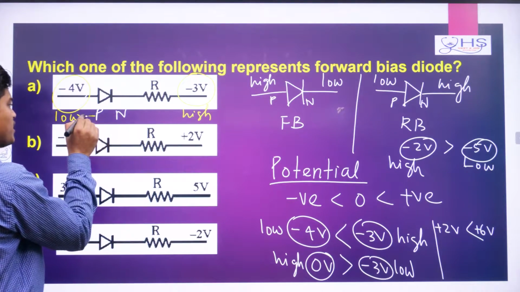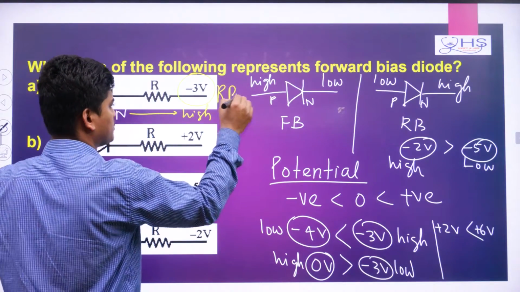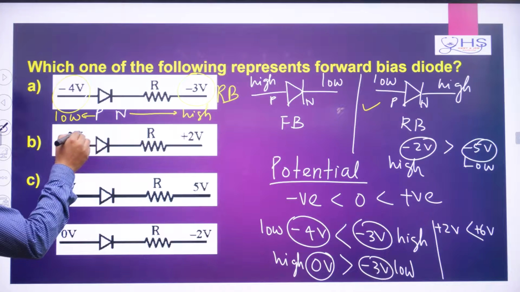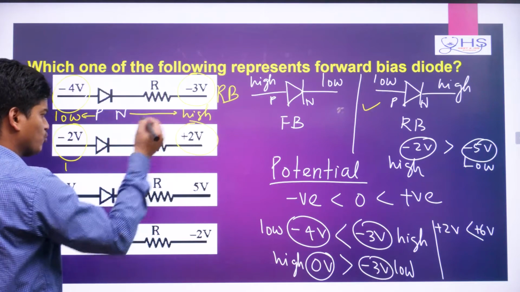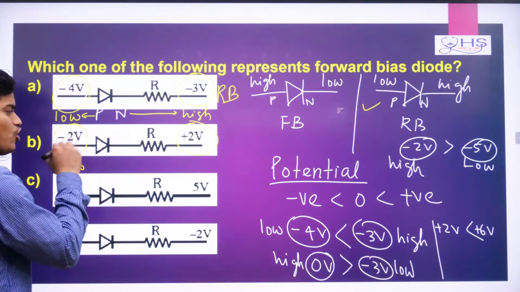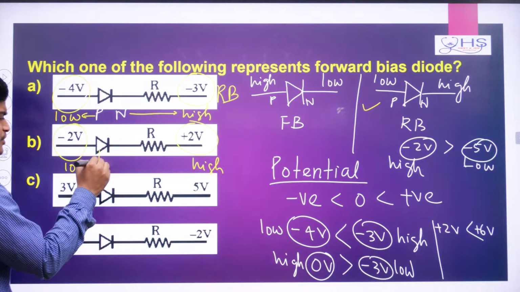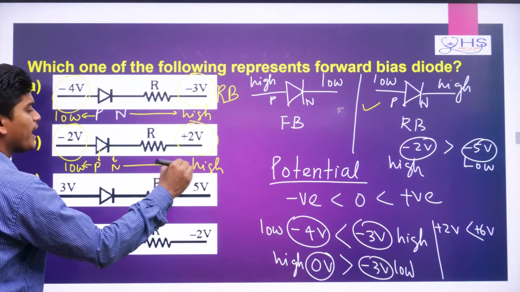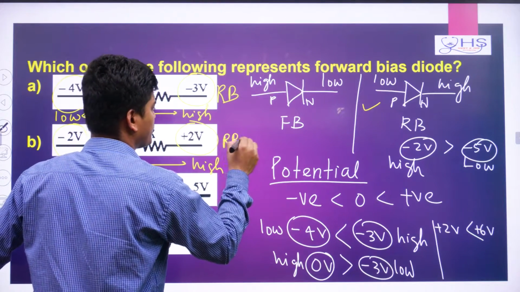Now P side is connected to low and N side is connected to high, so definitely it will be reverse bias condition. It is satisfying this condition, so reverse bias. Similarly, check here: this is -2 volt and here it is plus 2 volt. So -2 volt is low potential as compared to plus 2 volt. This is your P side, this is your N side. P is connected to low, N is connected to high.